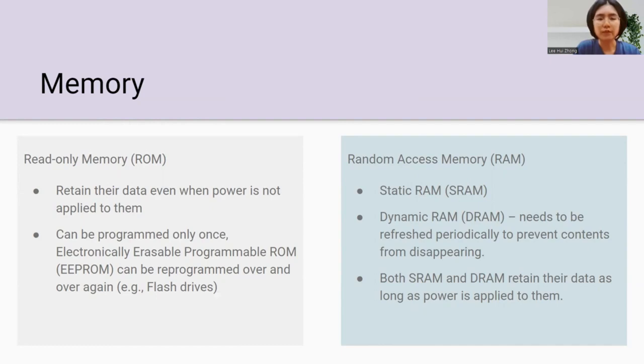such as flash drives, while random access memory consists of static RAM and dynamic RAM. Dynamic RAM needs to be refreshed periodically to prevent contents from disappearing. Both of these RAMs retain their data as long as power is applied to them.